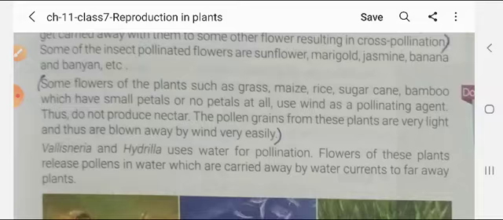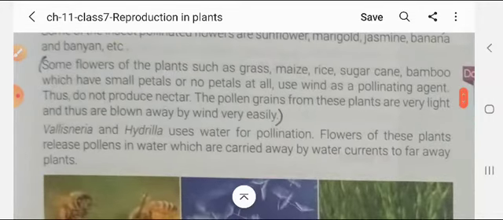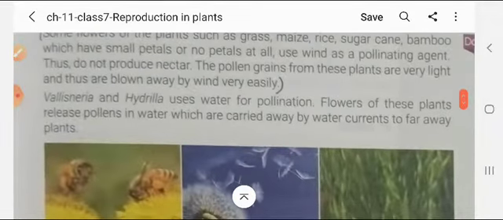So you can see here that by the help of wind, insects, and various agents, the pollen grain is transferred from anther to stigma. Now Vallisneria and Hydrilla use water for pollination. The flowers of these plants release pollen in water, which can be carried away by the water current to far away plants.